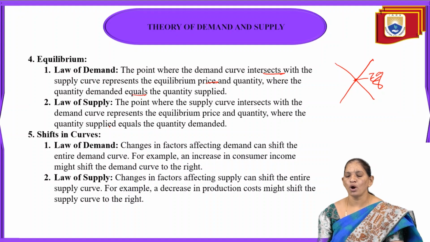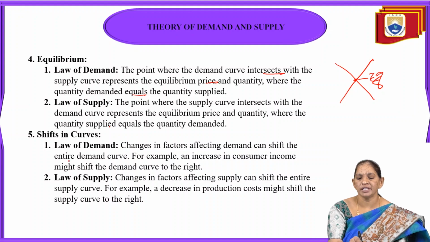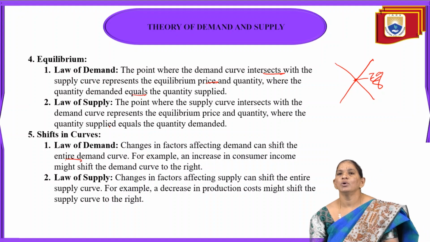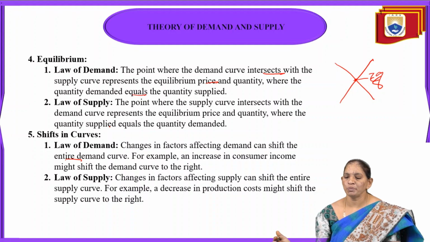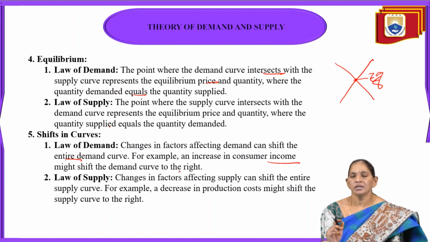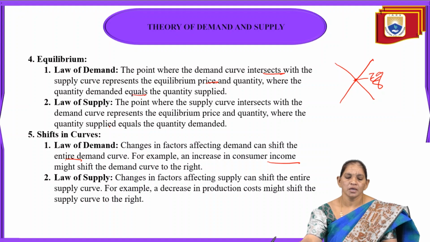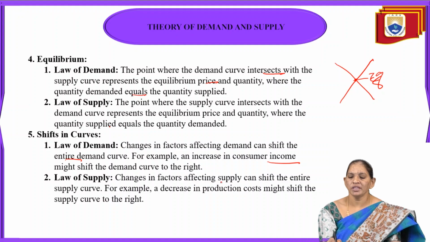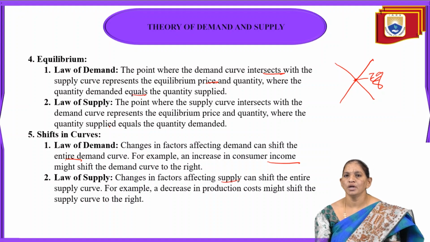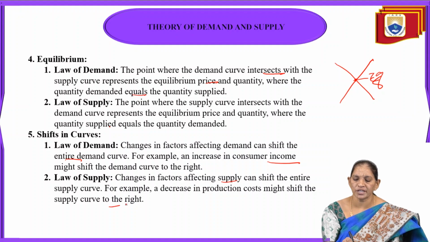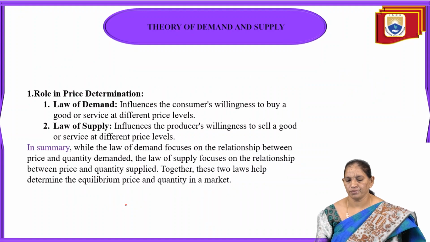In the law of demand, the entire demand curve shifts once the consumer factors change, maybe like consumer income or taste preferences, and the shift comes to the right. In the case of supply, when factors affecting the supply curve change, such as a decrease in production cost, we can see a shift to the right.